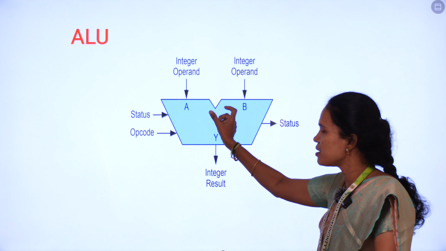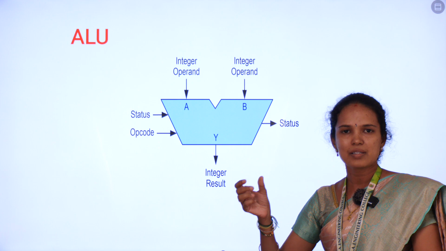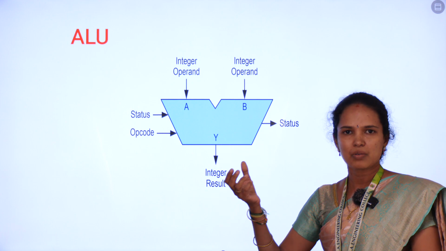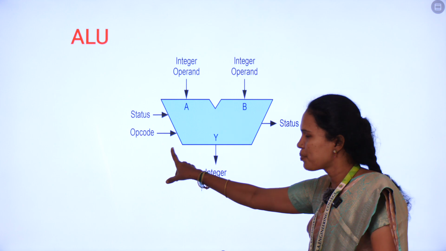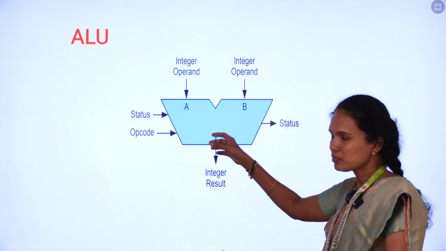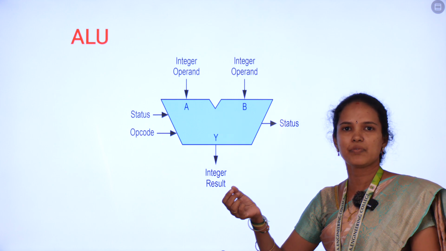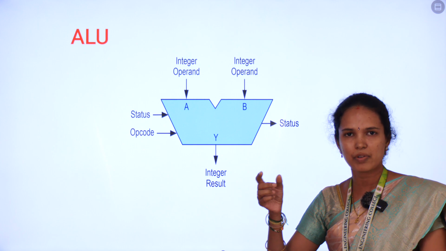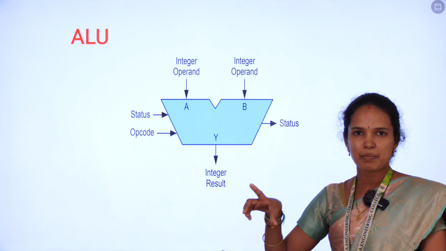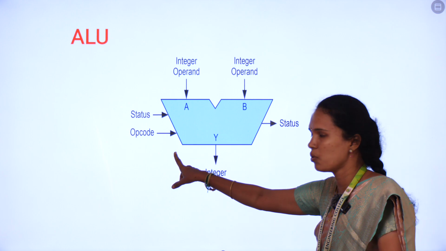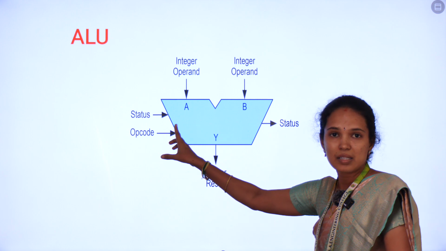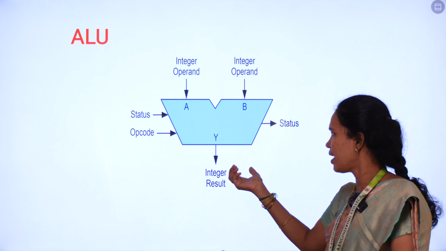So what is this operand? It is nothing but the value on which an addition, subtraction or multiplication is performed. What is opcode? Opcode is nothing but the symbols which we are using. For example, for addition we will be using the plus symbol and for subtraction the minus symbol. So the symbols we are using are called an opcode. And what is this status? It is nothing but a carry in and carry out status.